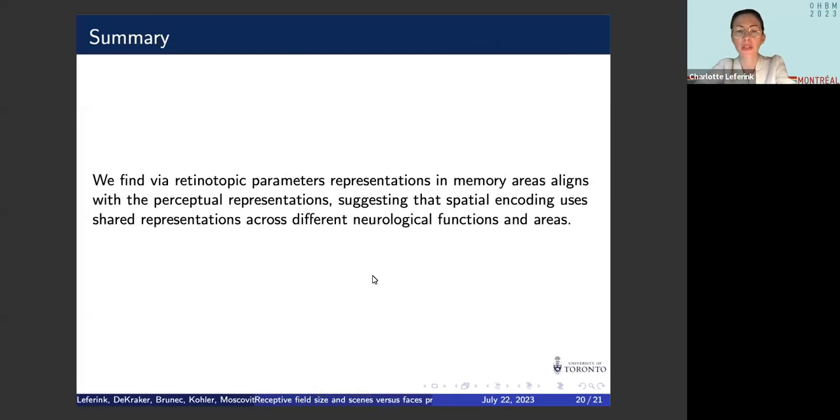And we note that these retinotopic parameters show that the representations in memory of the scene activation align with the perceptual representations, where larger receptive field size aligns with greater scene activation. And this also suggests that there is a similar spatial encoding representation across the perceptual and memory related areas, or spatiotopic encoding and indexing of the features in physical space, also represented similarly, analogously, within the perceptual and the memory related areas.